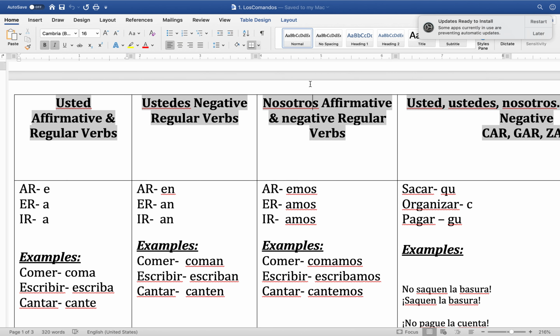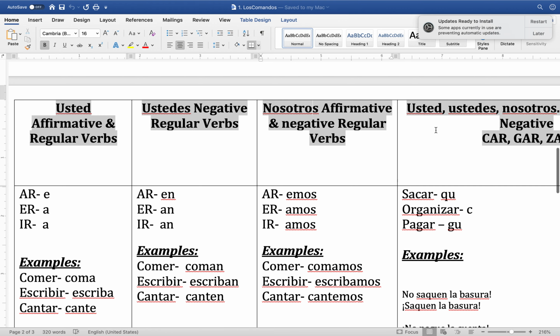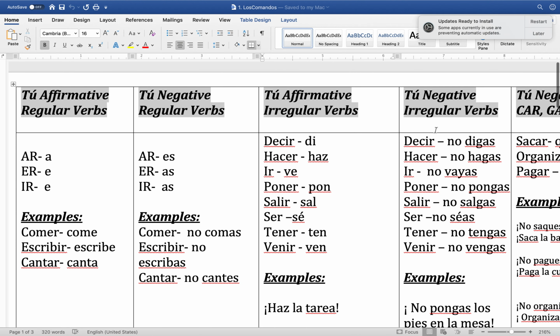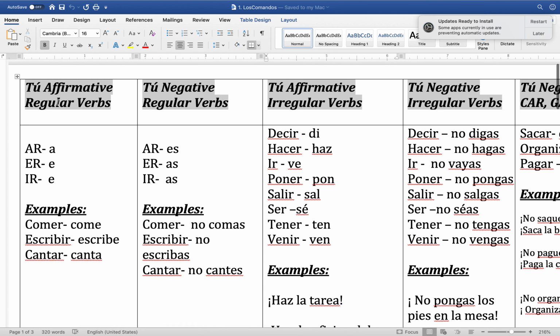The nosotros commands, you're really going to learn about in Spanish 3, I believe. The only thing we touch on about nosotros commands is when you say vamos plus a plus infinitive. So don't worry about this one right here. We already learned this one, and this one, and this one. And right now we're reviewing the tú commands, which you kind of learned a little bit in Spanish 1.